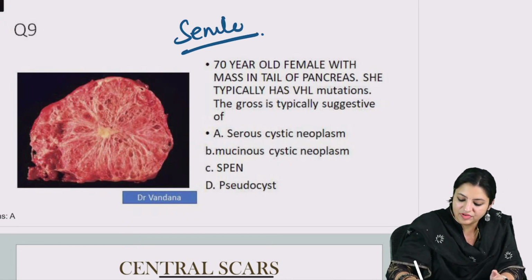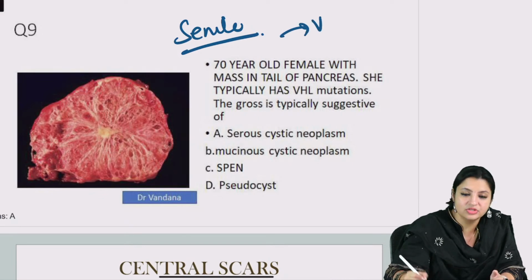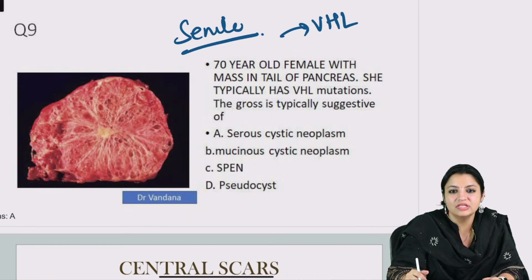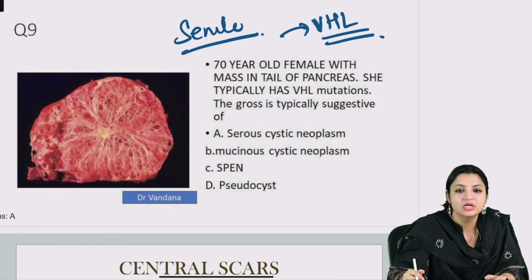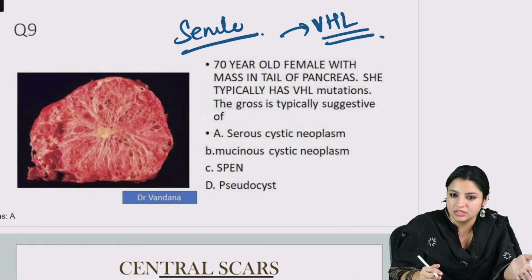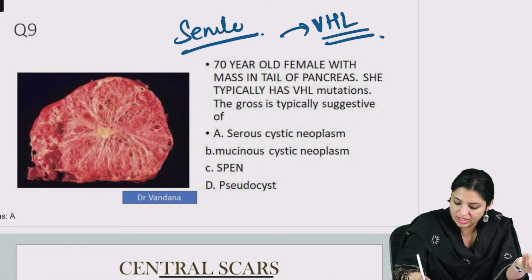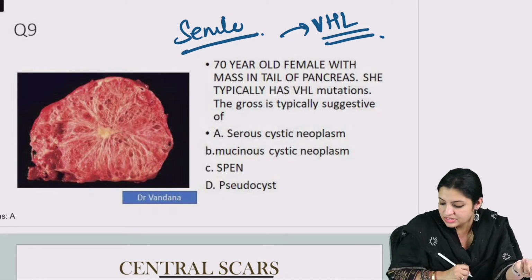This senile female has VHL mutation. So S and V come together, they are very close together. This is very characteristic of one tumor. Remember, senile tumor in pancreas with VHL mutation. Even if they don't give you gross, you should be very clear that this has to be serous cystic neoplasm.